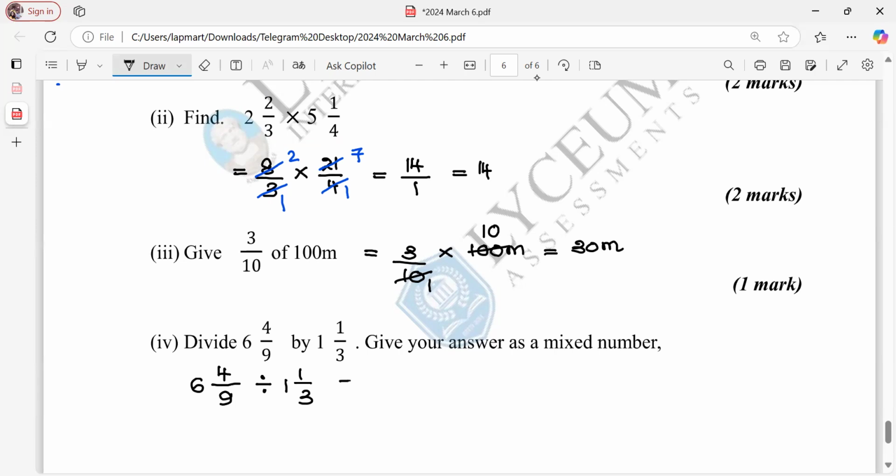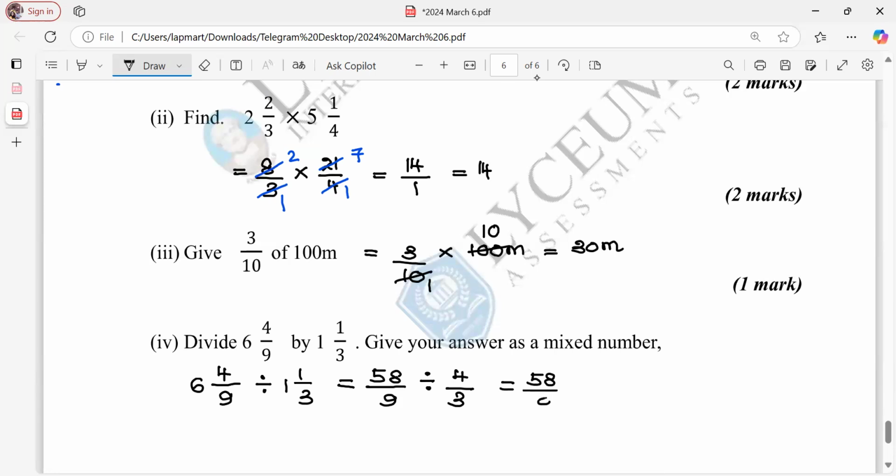So then here you have 9 times 6, 54. 54 plus 4, 58. 58 over 9. Divide by 3 times 1, 3. 3 plus 1, 4. 4 over 3. So then what we do, children?